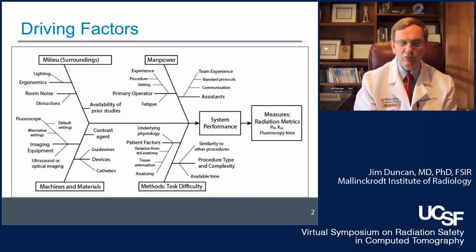Machines. What is your fluoroscope and how is it set? What are the default settings, the programs that are loaded at the start of the procedure? And also, do you have ultrasound available as an alternative method of driving a procedure towards the end? What about your devices, the contrast agents, your catheters, your guide wires? We know if you don't have your preferred catheter and guide wire, it definitely impacts performance during that procedure.